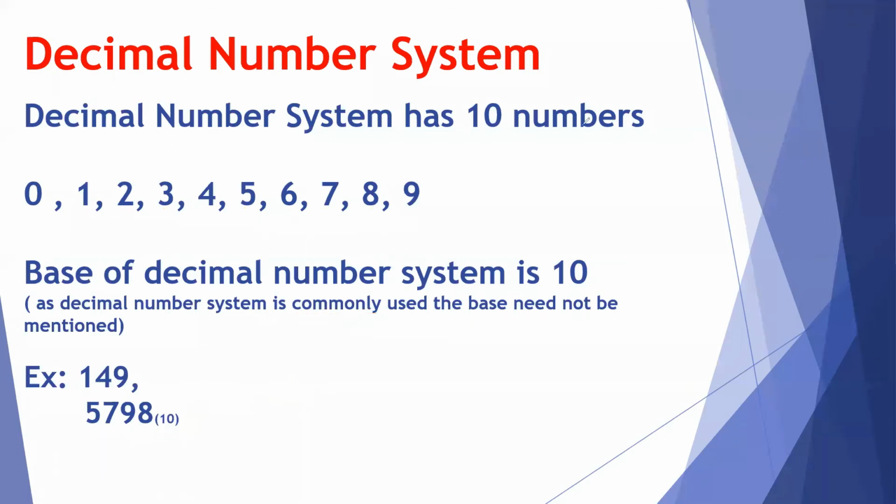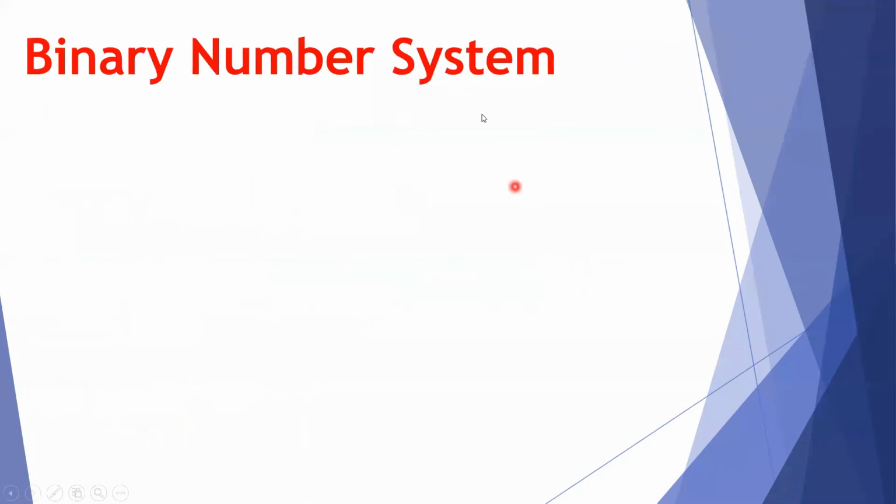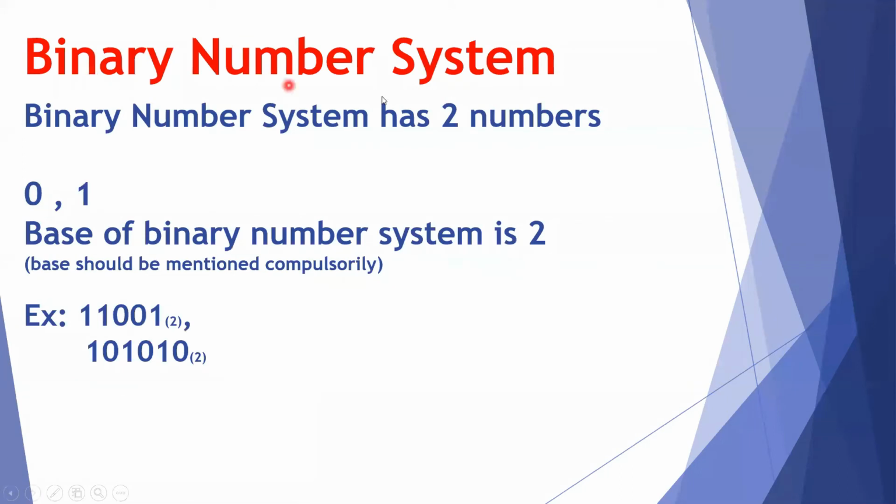Now, let us move on to the other number system, that is the binary number system. Here, bi indicates 2, and nary means number. So the binary number system has two numbers, and we have to begin from 0. So 0 and 1 are the two numbers in the binary number system. That's why the base of the binary number system is 2.